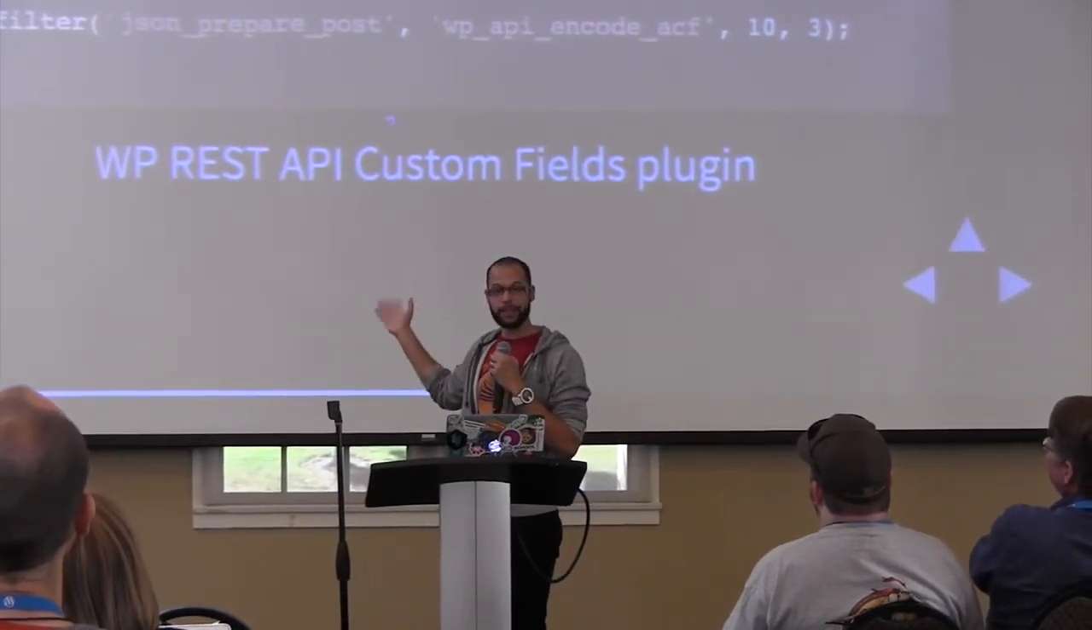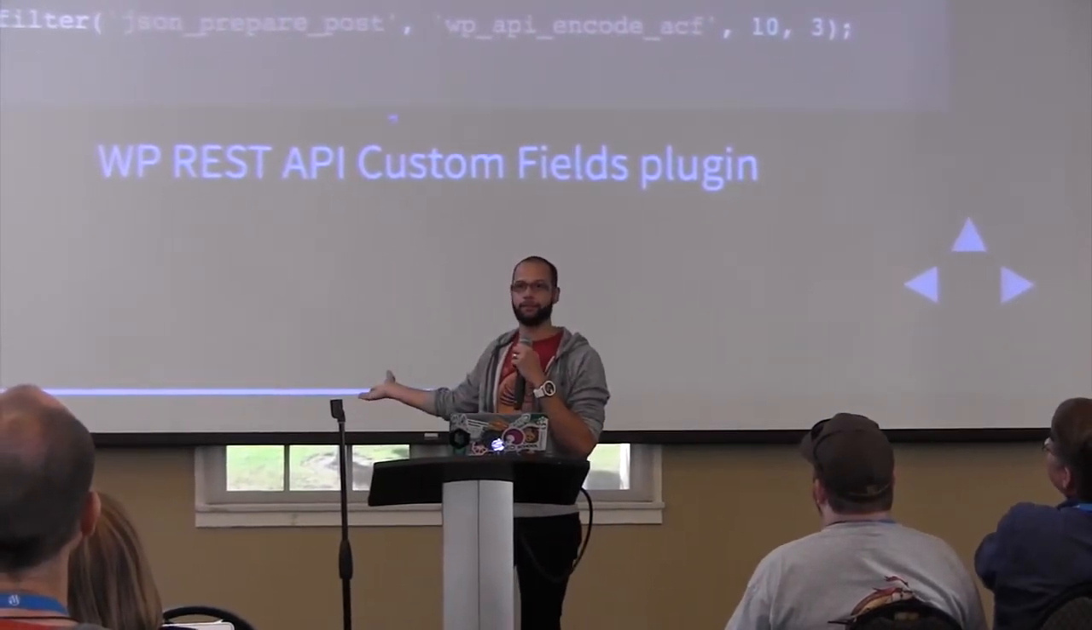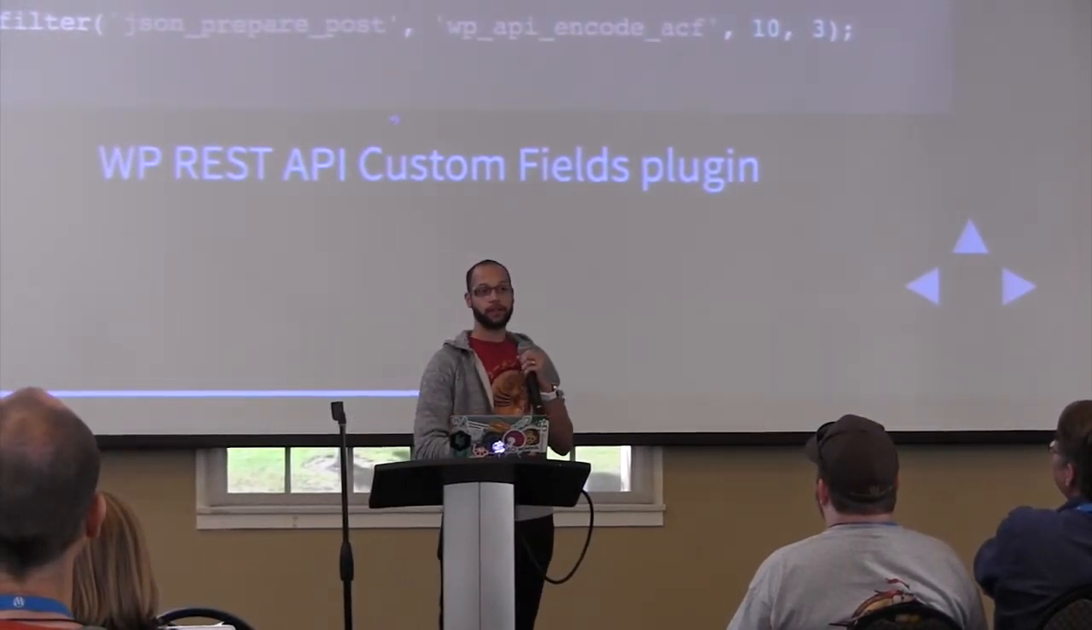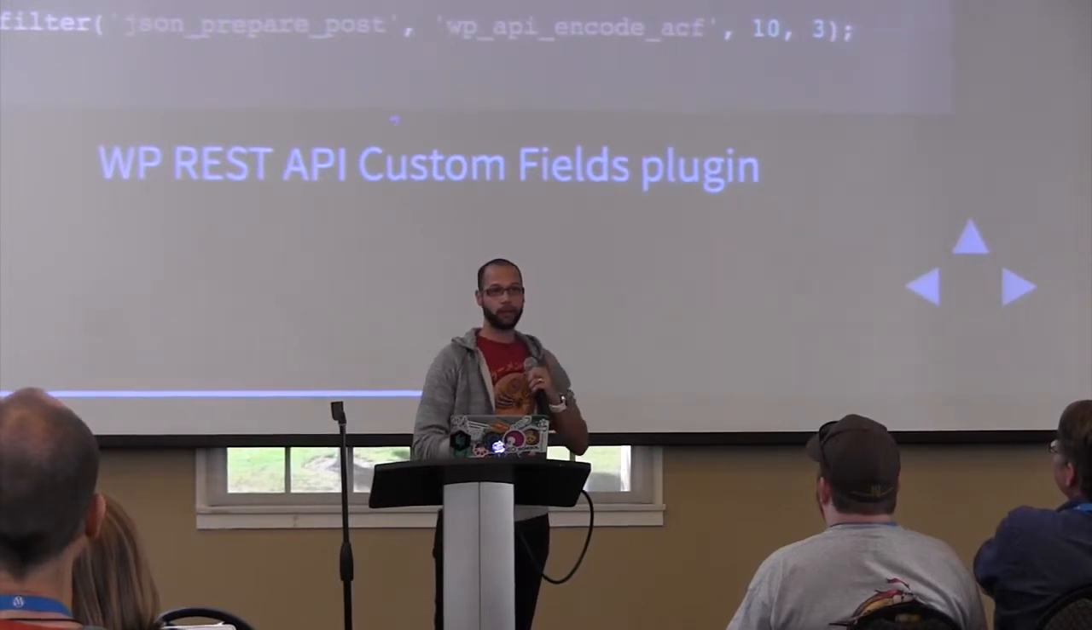Now, here's an example of adding custom field meta from Advanced Custom Fields. As you can see, you need to add a little bit of code to get this kind of stuff that we're used to. Again, you can do this either through a plugin or through writing your own code.